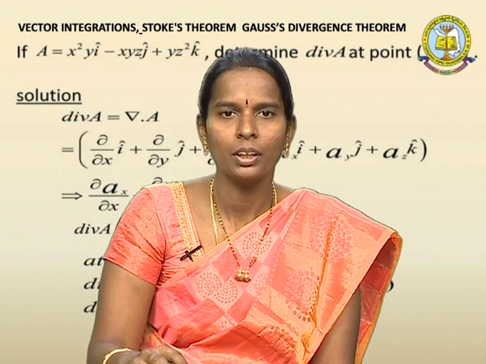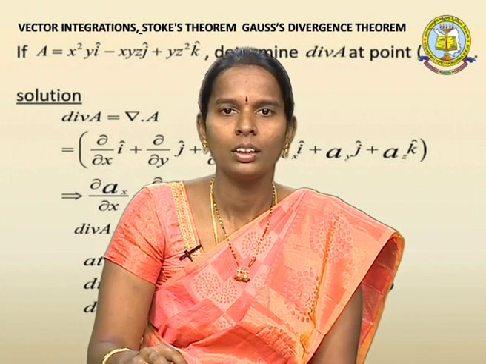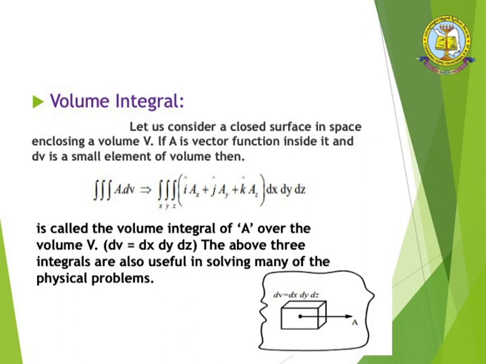And volume integration also involves three integrations: x axis direction, y axis and z axis. That is why it is the volume integration. A dv is equal to the volume integration of (Ax i plus Ay j plus Az k) dx dy dz. So x direction, y direction, z direction. This is the volume integration. These integrations are used in the next theorems, Stokes theorem and Gauss divergence theorem.